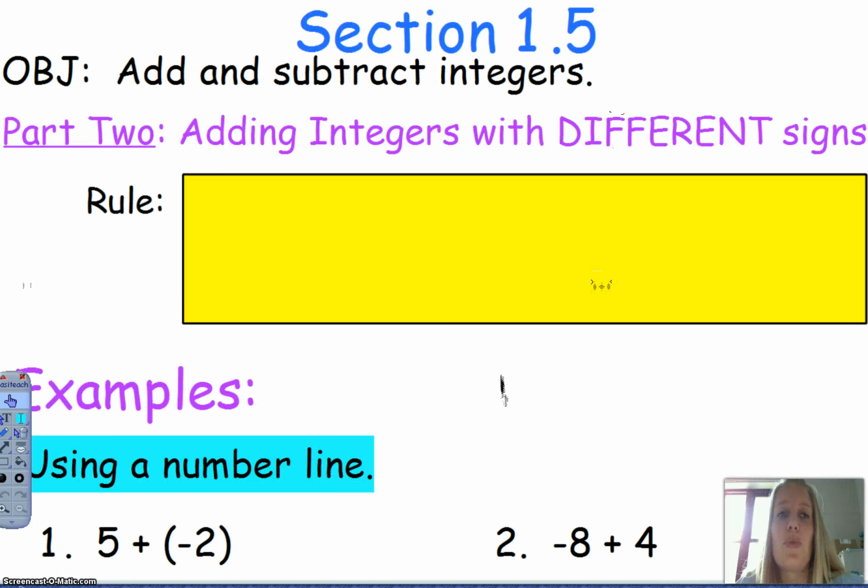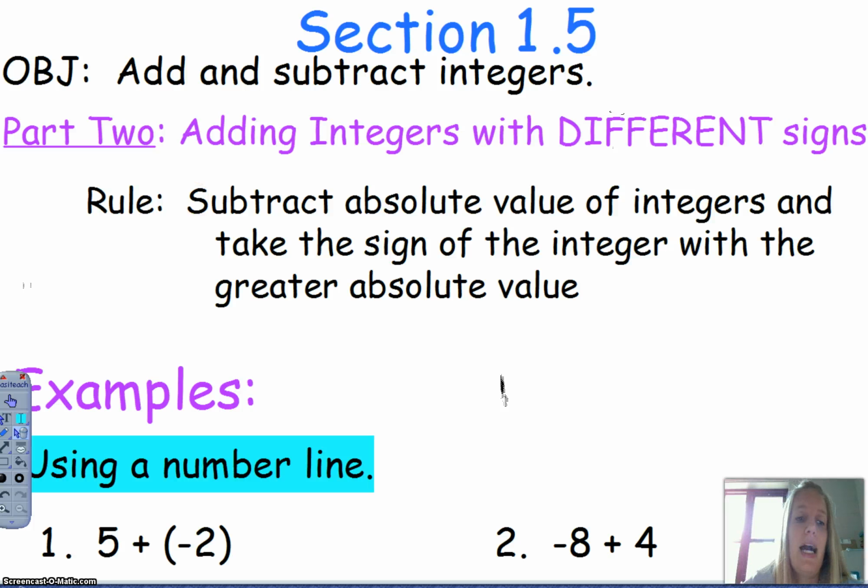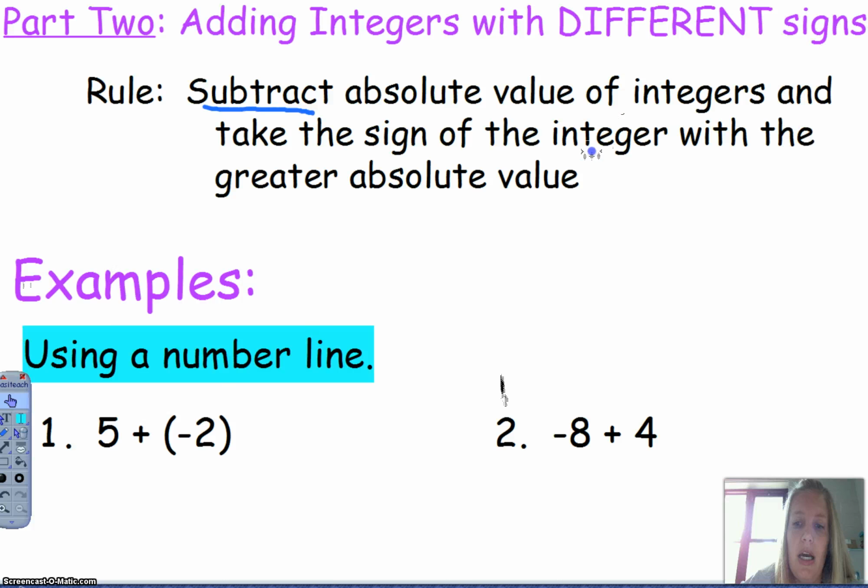Part 2, adding integers with different signs. Okay, so it's adding, but they're different signs. Because they're different signs, we're actually going to do subtracting. I know there's a plus sign. This gets a little confusing, but you have to remember you have to subtract their absolute values of the integers and take the sign of the bigger number, the one with the greater absolute value. Again, this should be a review.